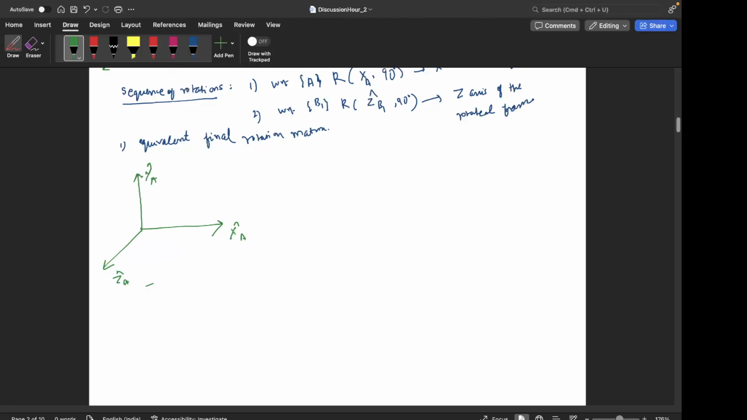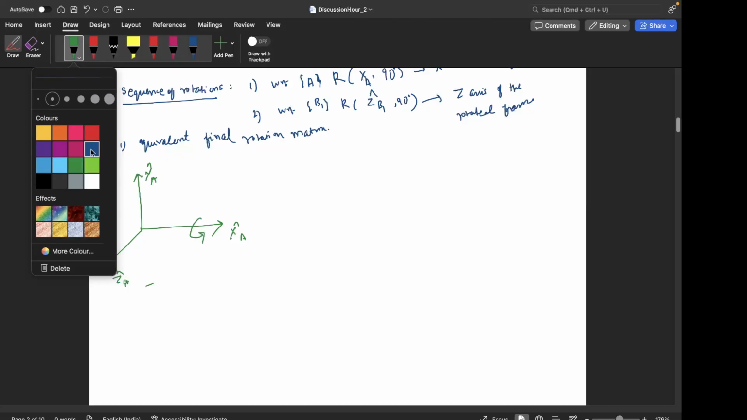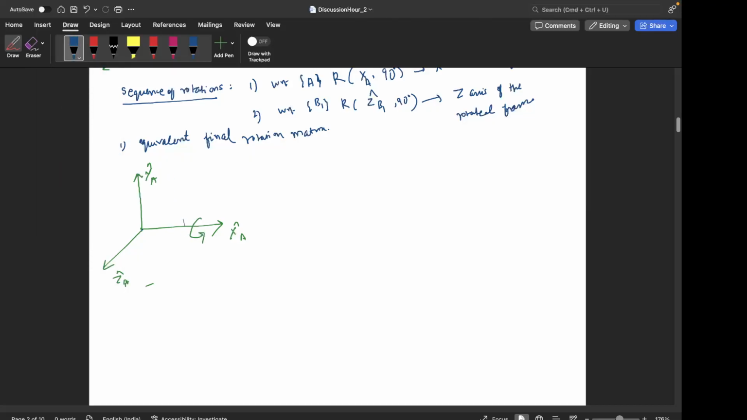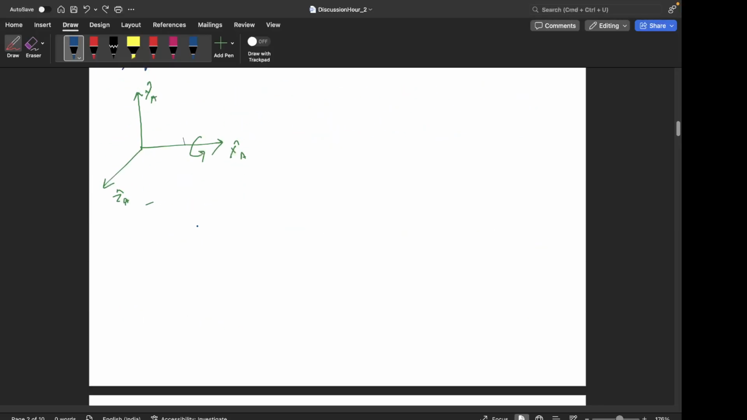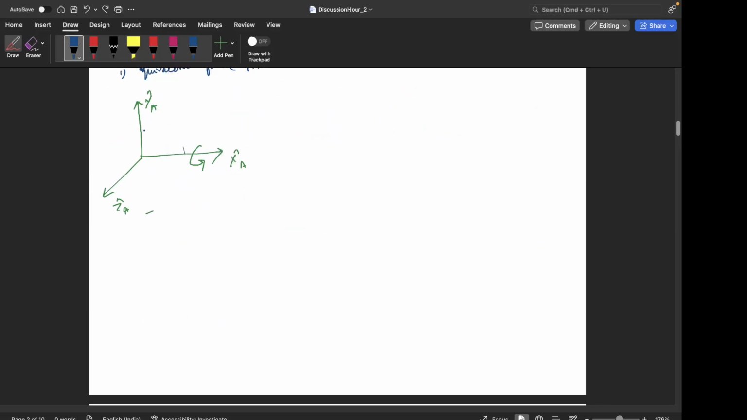This is the world frame. The first rotation is about this, right? So after this rotation, the plate would be, you can imagine something like this. We have rotated by 90 degrees. So it would be something like this.